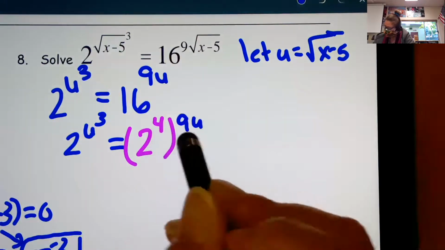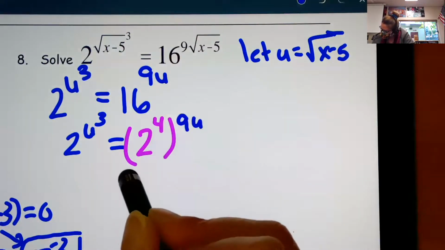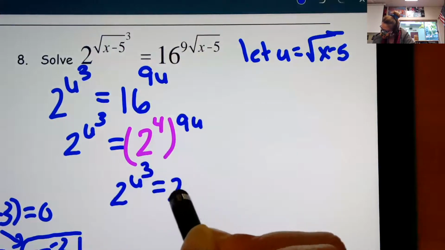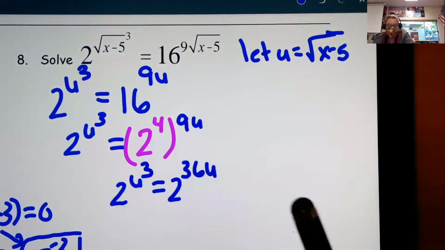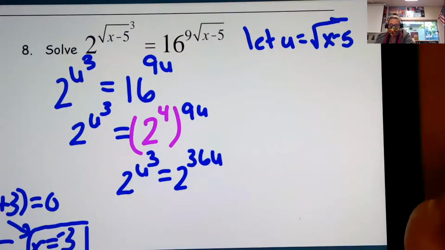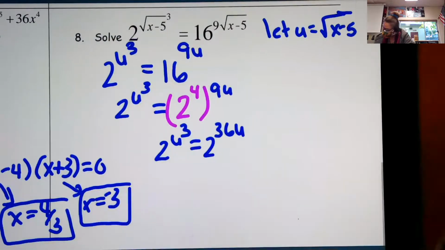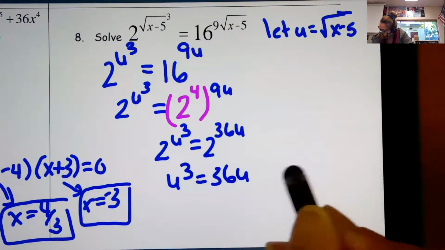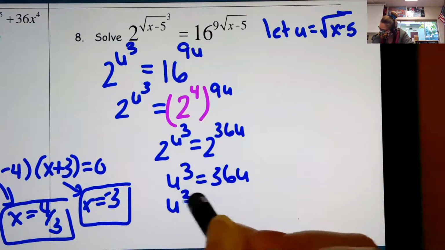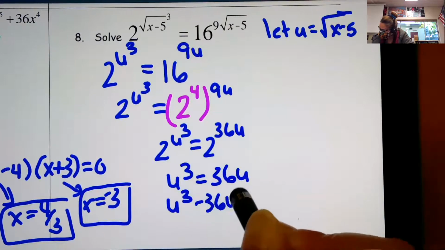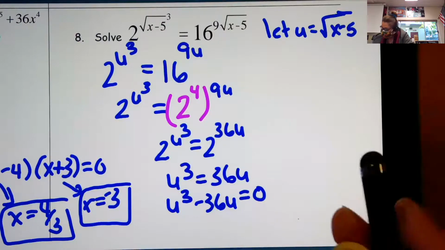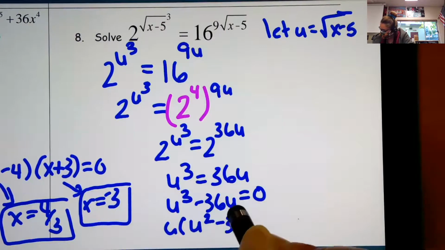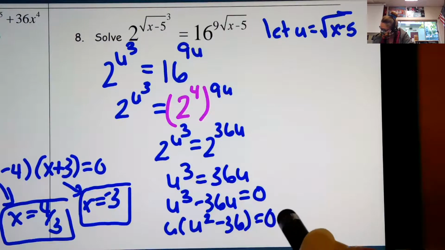And power to power, we multiply. So I'm going to get 2u to the 3rd equals 2 to the 36u. I set my exponents equal to each other when my bases are the same. So I'm going to get u cubed equals 36u. I'm going to get everything on one side. U cubed minus 36u equals 0. I'm going to factor out a u, and I get u squared minus 36 equals 0.